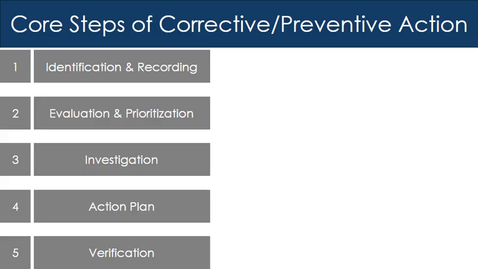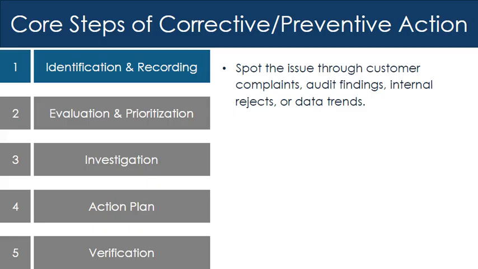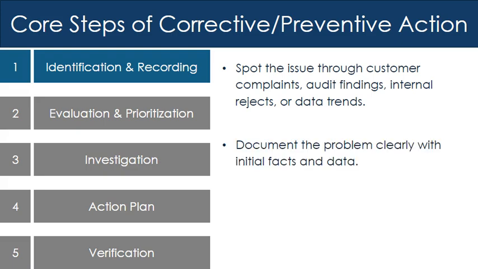The core steps in the CAPA process include 1. Identification and recording the details. Ultimately, there is no process with an issue to resolve, so the first step is to spot the issue. They may arise through customer complaints, audit findings, internal rejects, data trends, or a myriad of other causes. And document the problem clearly with initial facts and data.